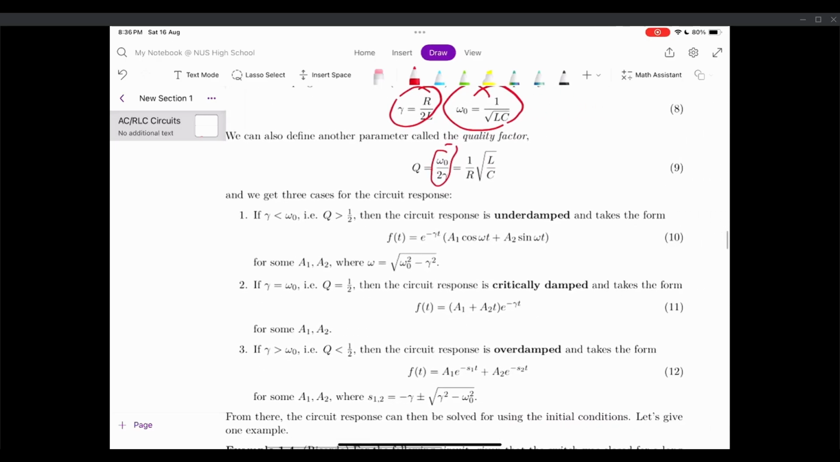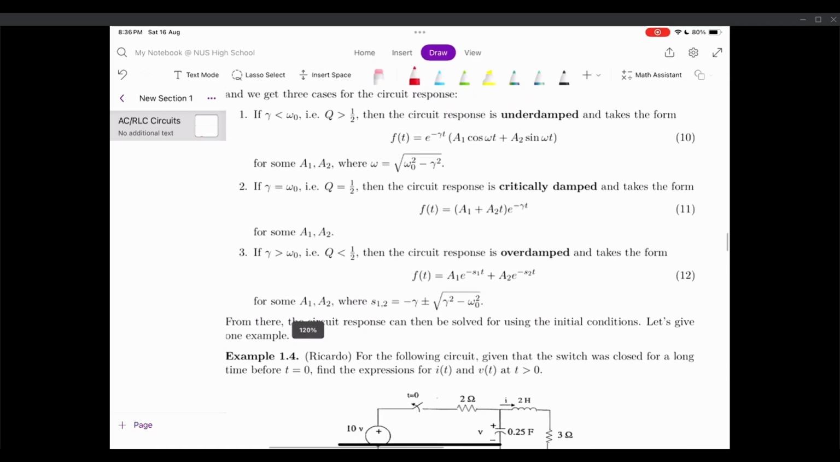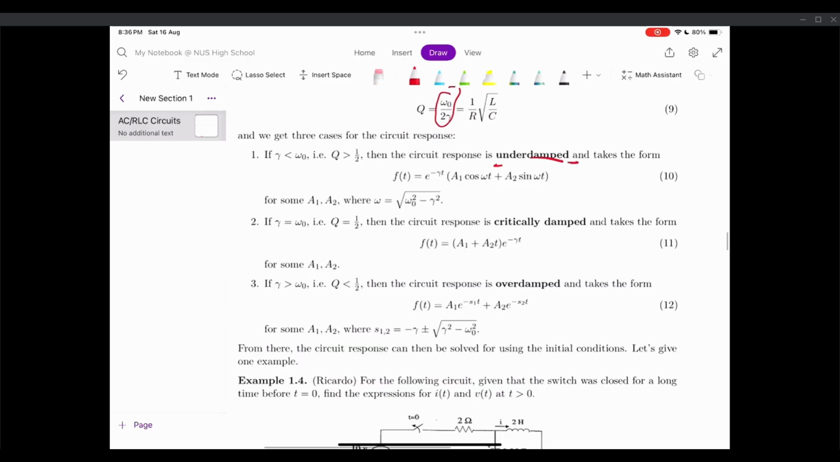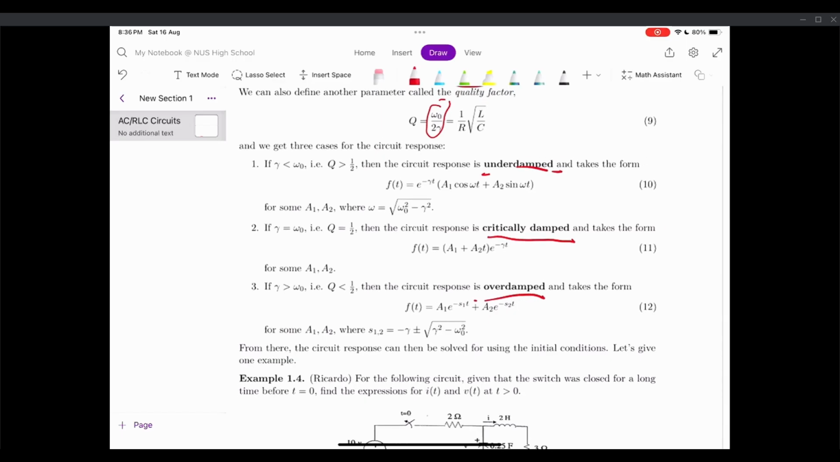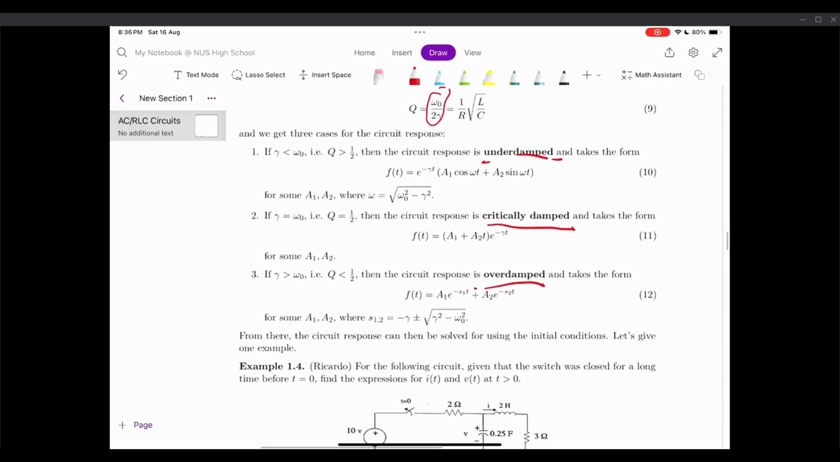And using our knowledge of oscillations, we can have these three cases again. We can either have underdamped, critically damped, or overdamped oscillations, and they take these forms respectively. You can go review your oscillation chapter if you need any help on this, but you need to apply your knowledge from oscillations back to here.